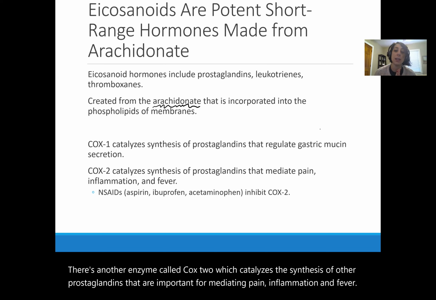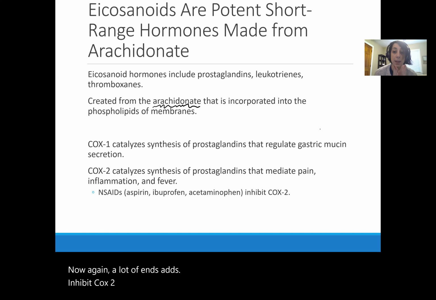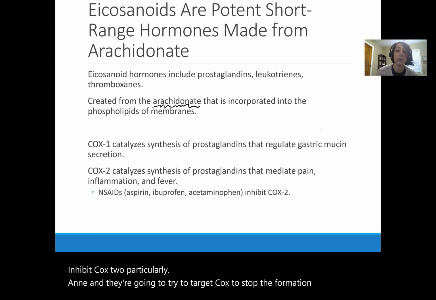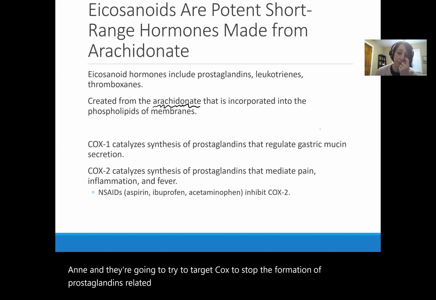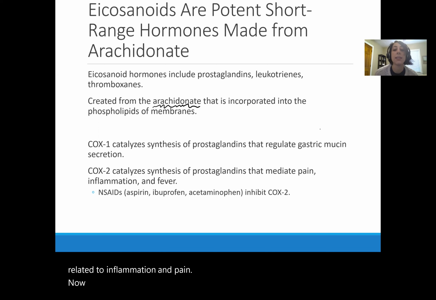Now, again, a lot of NSAIDs inhibit COX-2 particularly, and they're going to try to target COX-2 to stop the formation of prostaglandins related to inflammation and pain. Now, unfortunately, some NSAIDs are not as specific to COX-2 and can also target COX-1.